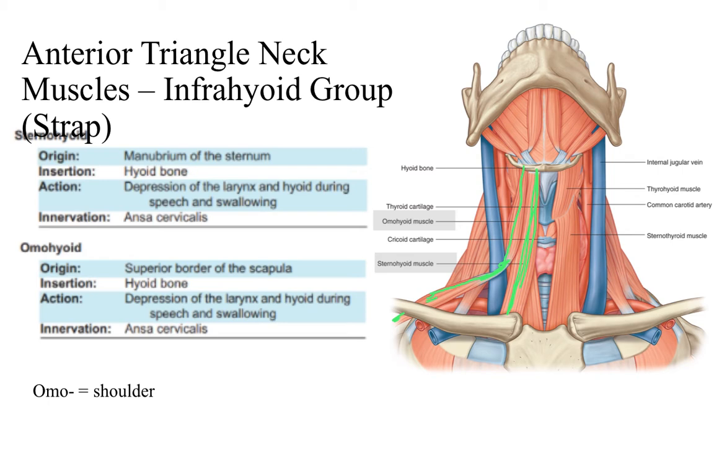All right, both of these have the same function. When they contract, they're going to pull on that hyoid bone, and that's going to be important for movements associated with speech as well as swallowing. And the nerve that supplies these two muscles is the ansa cervicalis. All right, and we'll talk about the ansa cervicalis later on as we go through this lecture. Just to note that omo refers to shoulder, so the omohyoid tells you that it goes to the shoulder. So again, telling you exactly where the muscle is located.